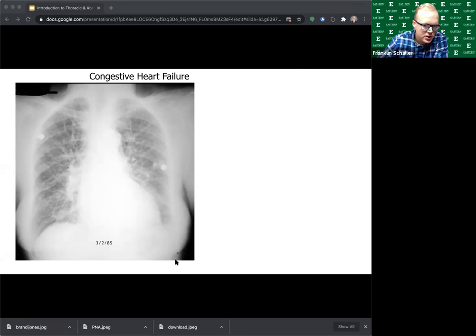I'm going to see if I can't draw it out for you guys as an example. So there's a Kerley B line, Kerley B, Kerley B. So I'm seeing them all over the place bilaterally. Those are what Kerley B lines look like on a chest x-ray. And that should key you into perhaps there's some pretty decent CHF going on here.